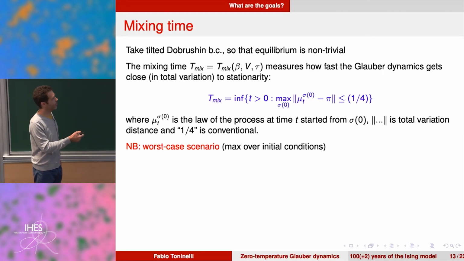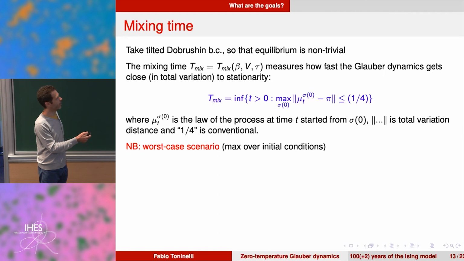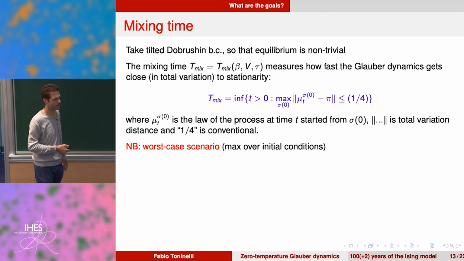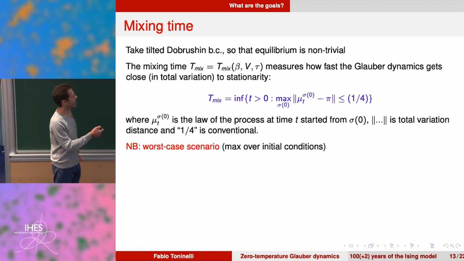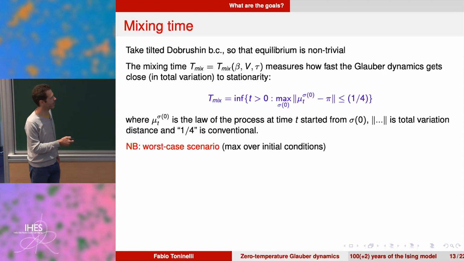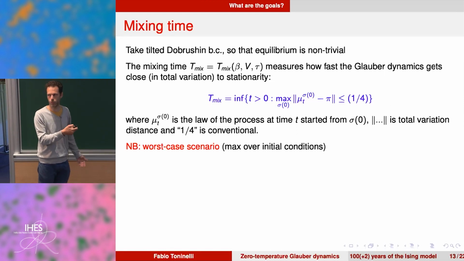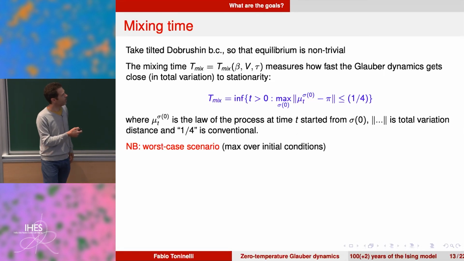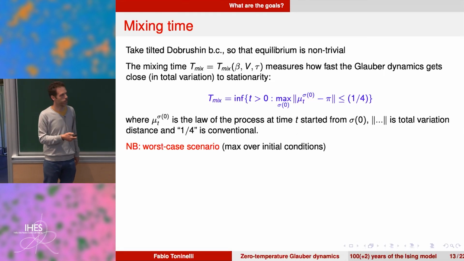What is the mixing time? It's the first time at which your dynamics is close to equilibrium in total variation. So you have to take the maximum over all the initial conditions, and you want the law at time t with this initial condition to be at distance at most, say, 1/4 in total variation from equilibrium. Here mu is the law of the process at time t with this initial condition. This is the total variation distance, kind of the L1 distance between probability measures, and 1/4 is some conventional number. You could choose 1/8 or anything smaller than 1/2. It's just telling you that you are close to equilibrium.